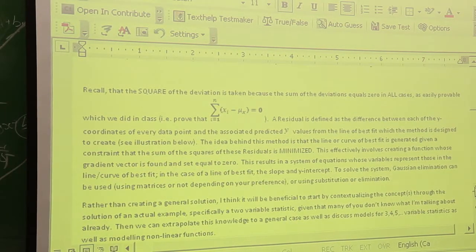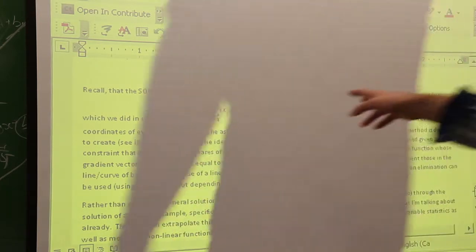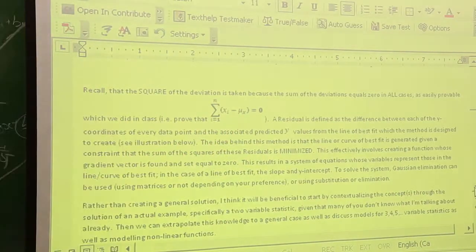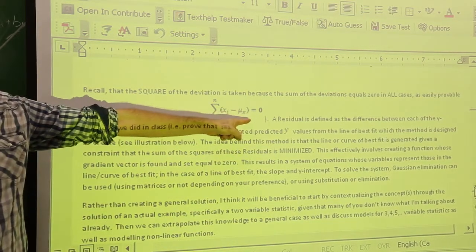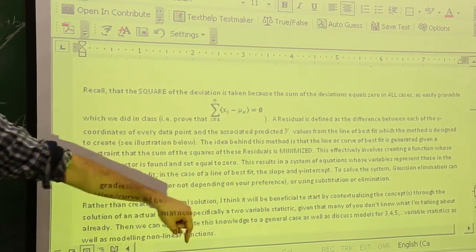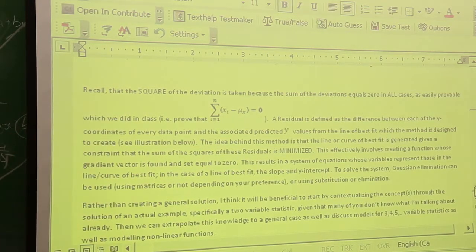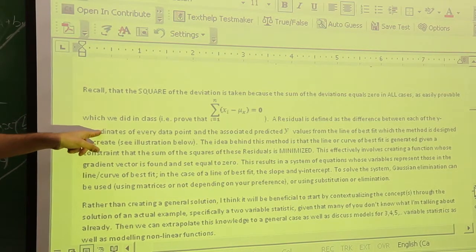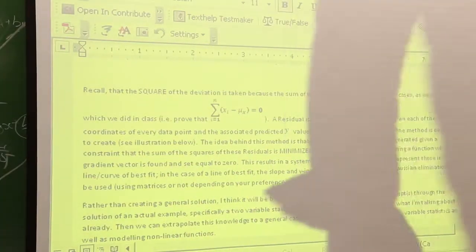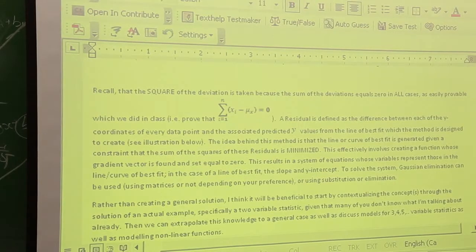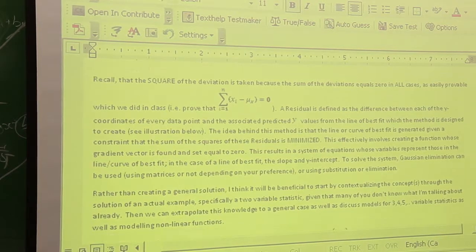So, you see this equation over here? xi minus mu x. What's that all about? This is your average of all of your data, right? Yeah, that's deviation, exactly. So recall that the square of the deviation is taken because the sum of the deviations equals 0 in all cases, as provable. We did that in class, didn't we? Yes, we proved that if you just add all the residuals for a one variable statistic, you get 0. We did prove that. Okay, let's just see what I did here.